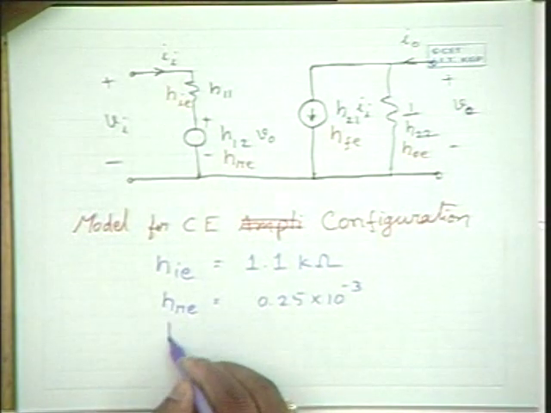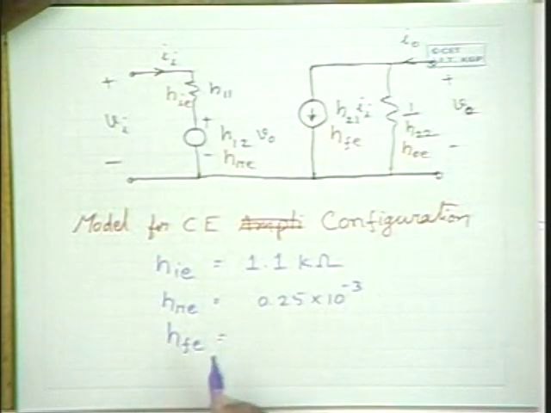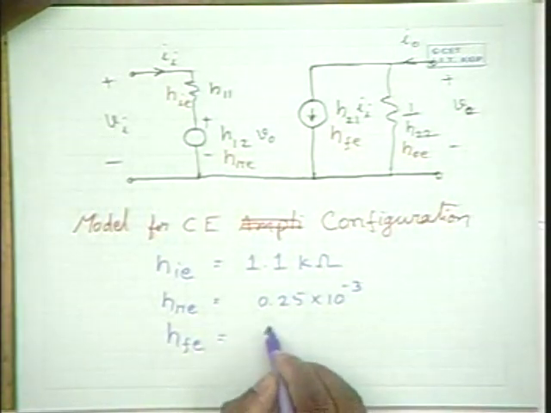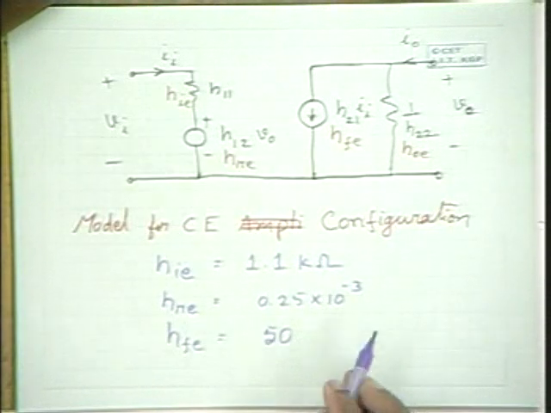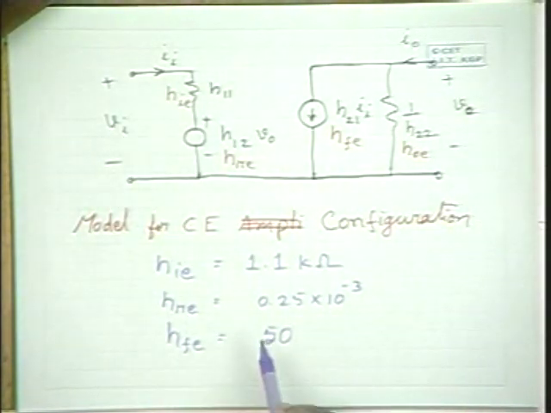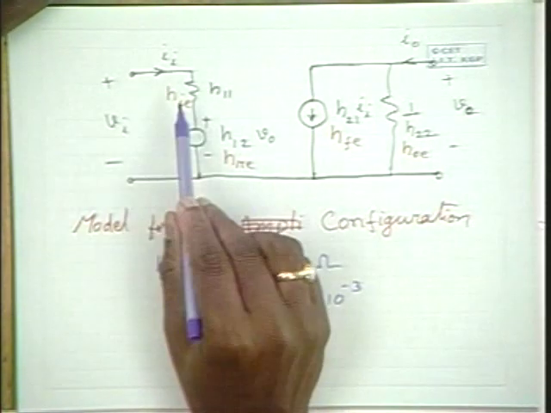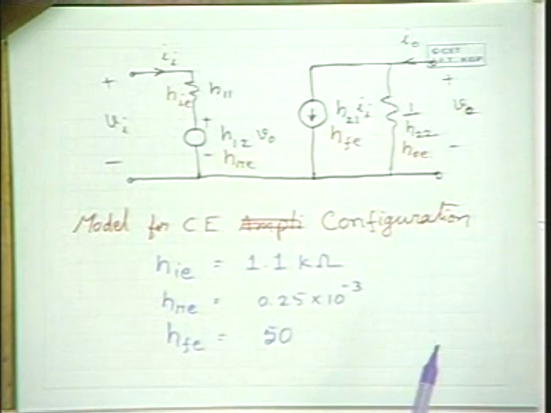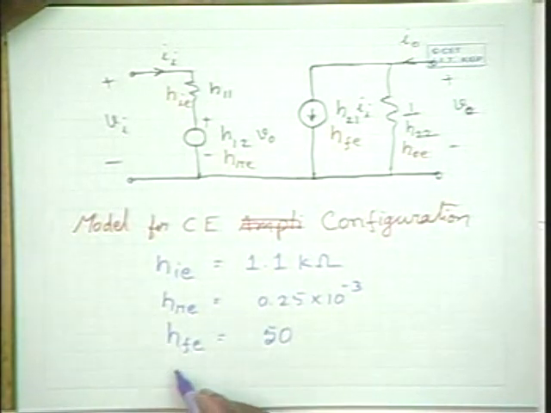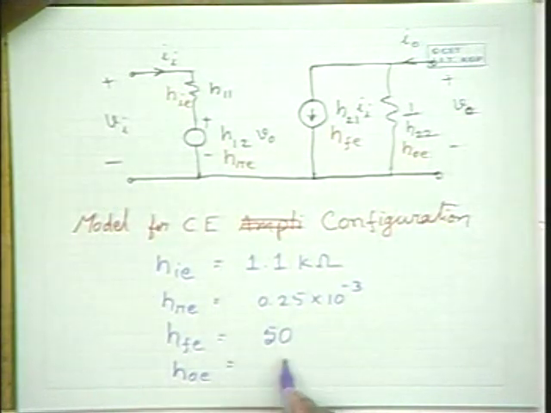And HFE, the current transfer ratio, is typically 50. For some transistors it is 100 or more than 100 also. The typical parameter is 50. It means given input current in common emitter configuration, output current is about 50 times roughly. And the output admittance HOE is 1 by 40 kilo ohms.